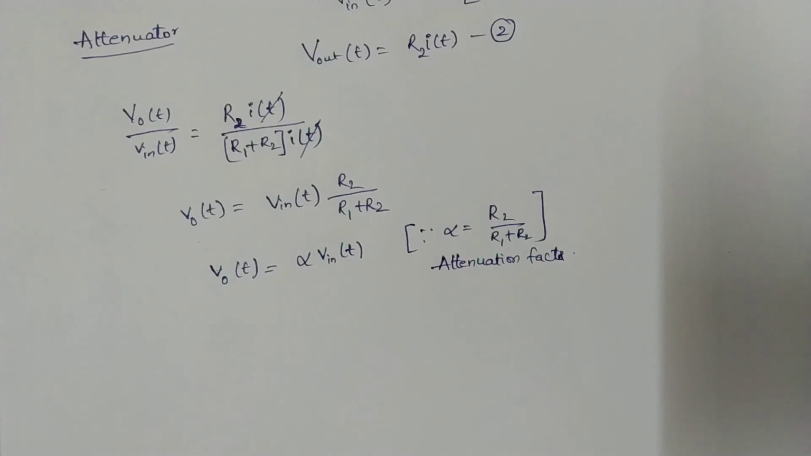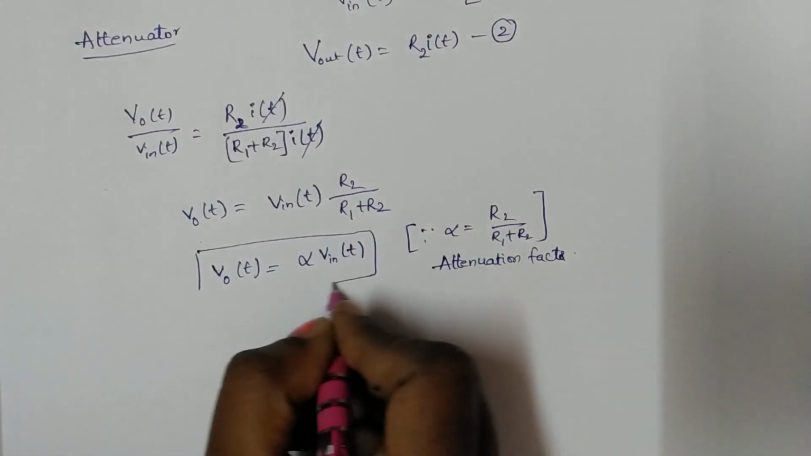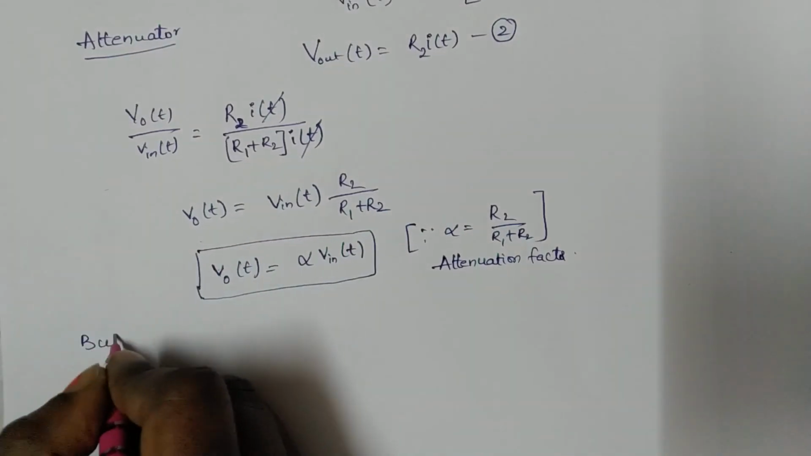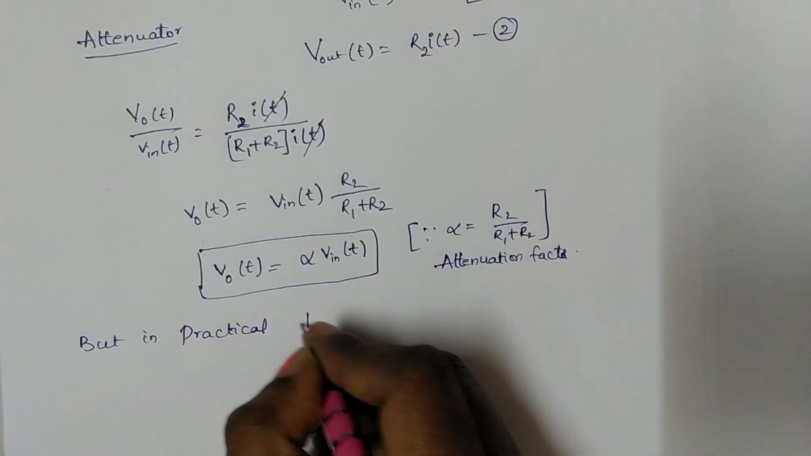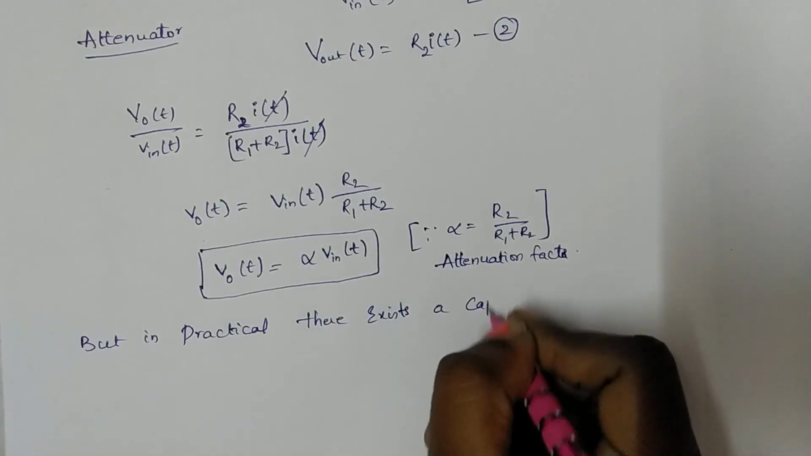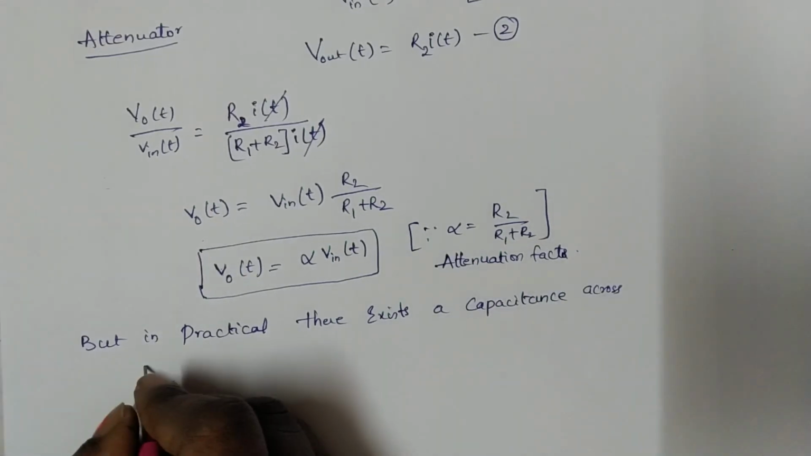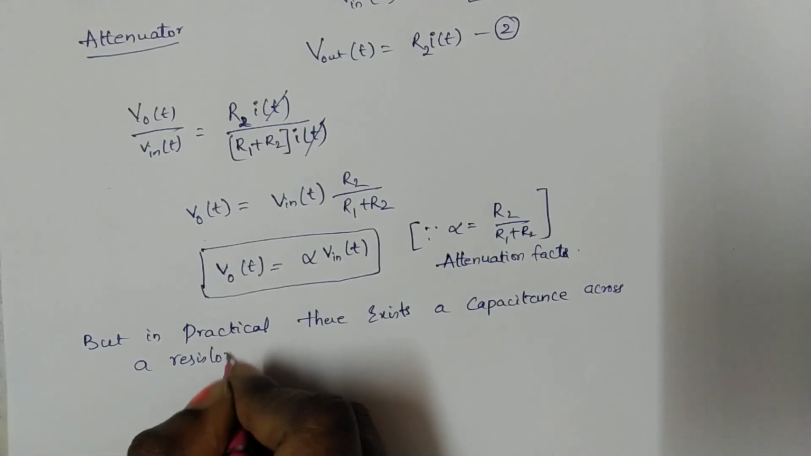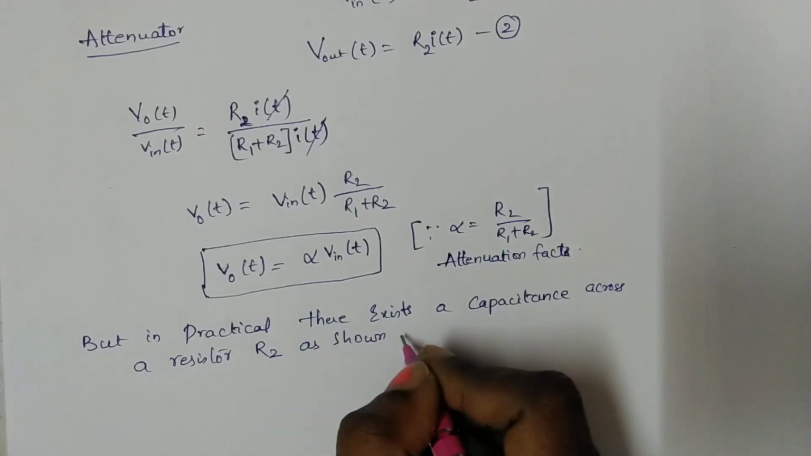Okay, but this is a general one. Practically there exists a capacitance across R2, as shown below. See here how it will be represented.